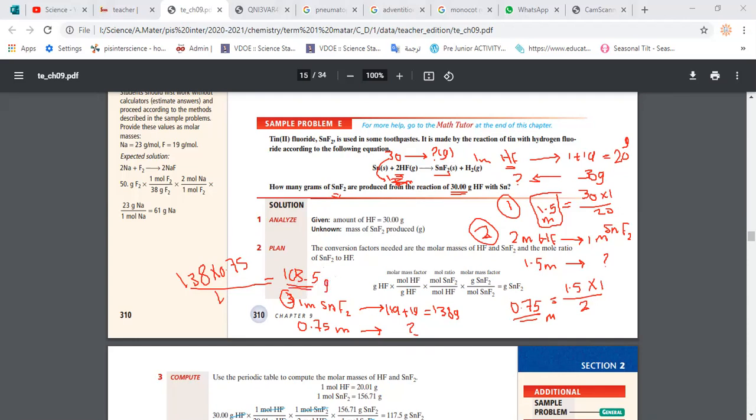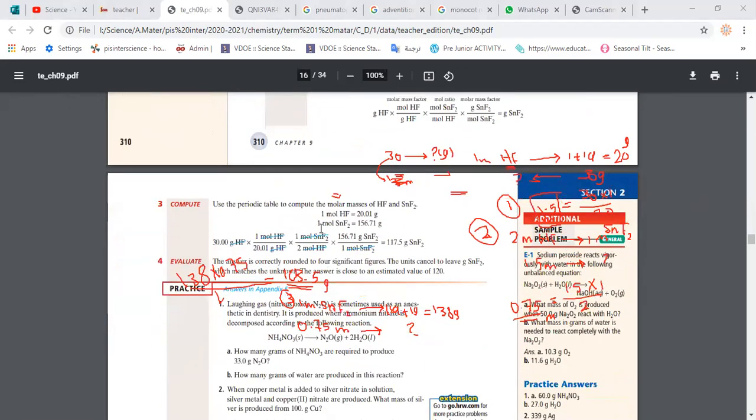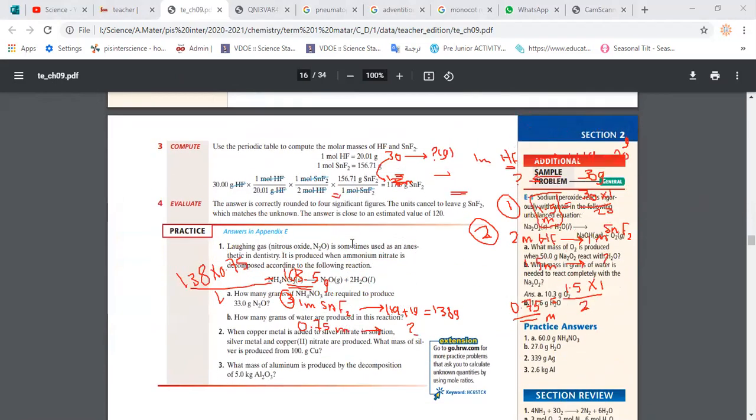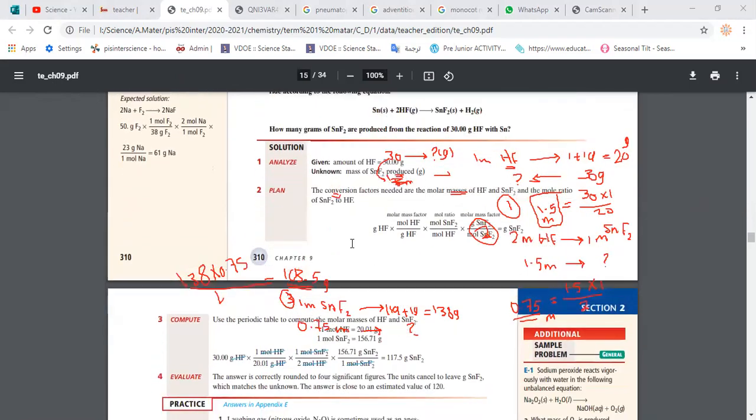So let's check that our answer is true or not.